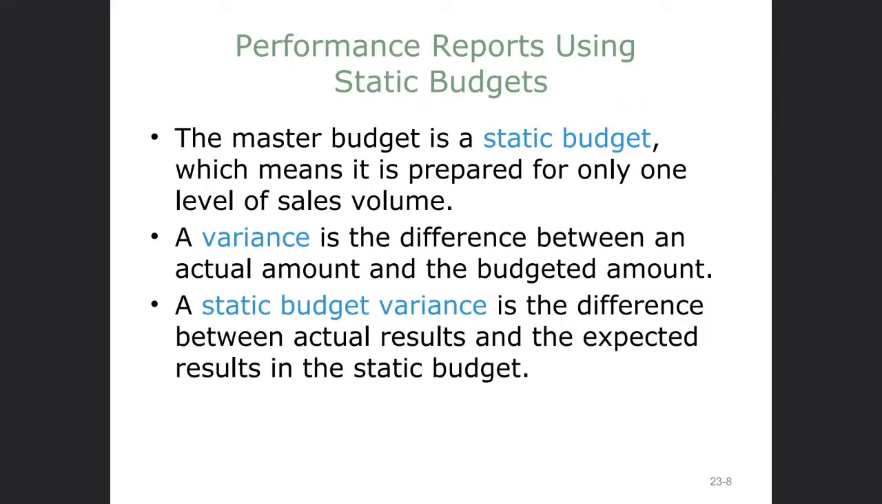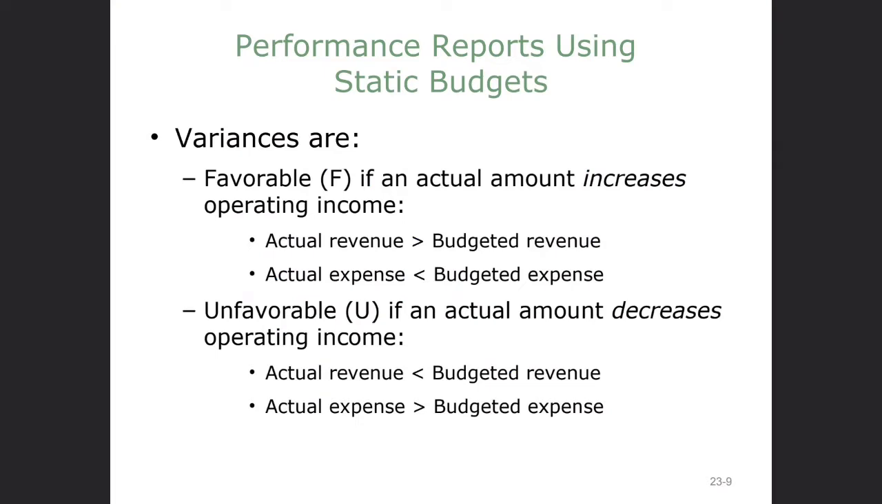The master budget is a static budget, which means it's prepared for only one level of sales volume. A variance is the difference between the actual amount and the budgeted amount. And a static budget variance is the difference between actual results and expected results. You can have favorable variances and unfavorable variances.